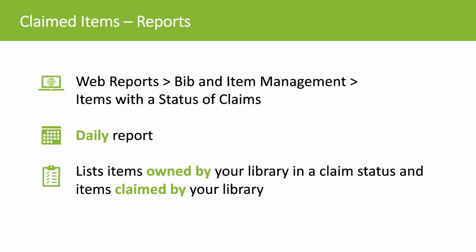Just very quickly talking about reports. I've mentioned claim reports here before. The report I'm referring to is a web report found under the BIB and item management section. This report runs daily and lists items related to your library currently in claimed status. So you'll see a list of items owned by your library in claimed status and items claimed by your library.